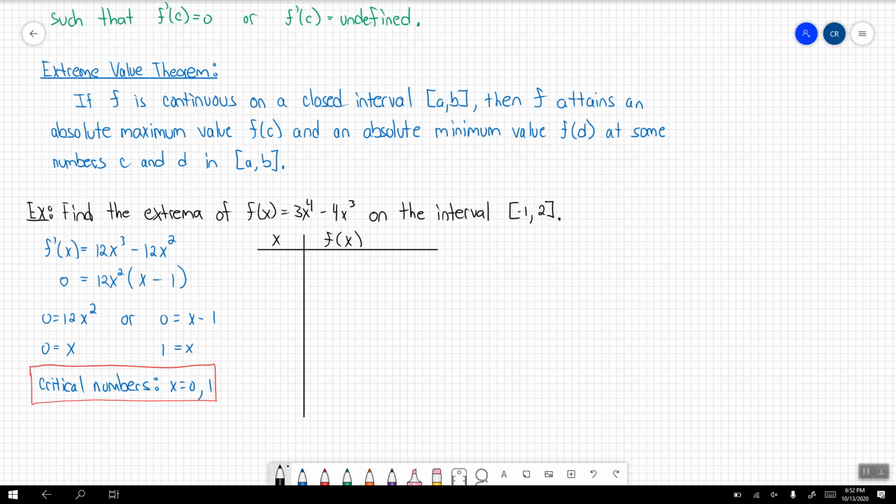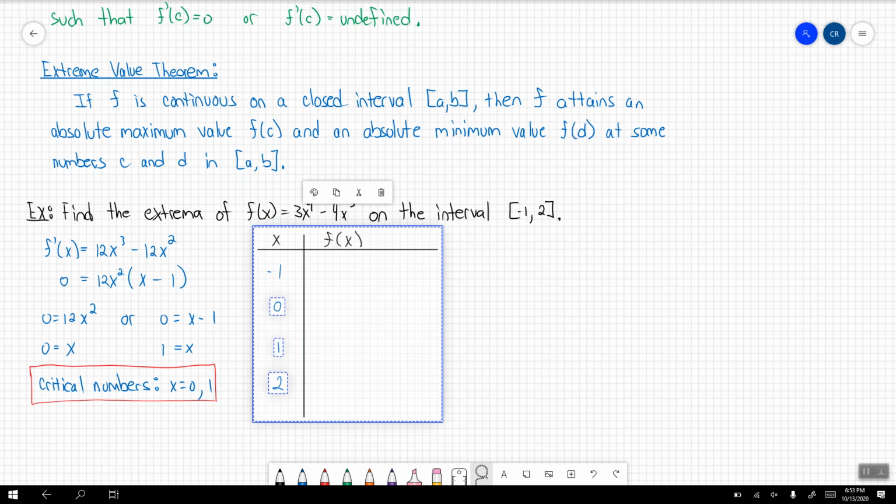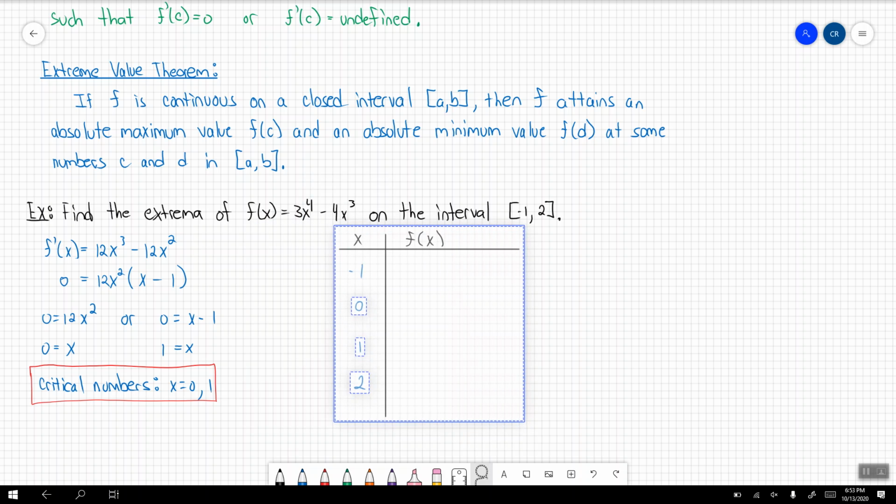Now, one of the first values that I want to evaluate is going to be the endpoint of -1. The other value that I want to evaluate is a critical number of 0. The next value is going to be the critical number of 1. And the last value is going to be the endpoint of 2. So I want to evaluate these 4 values for this function. Let's move this a little bit more to the right.